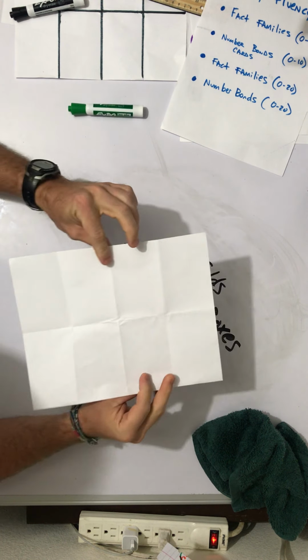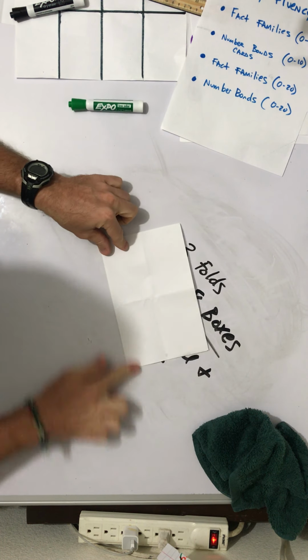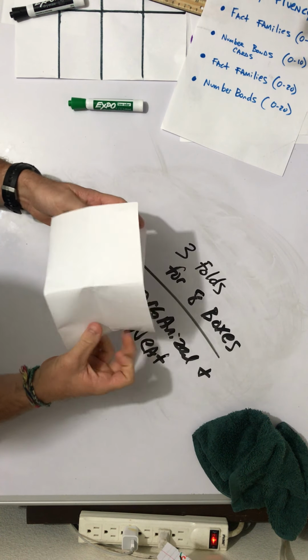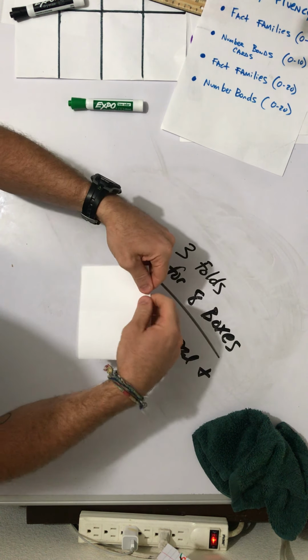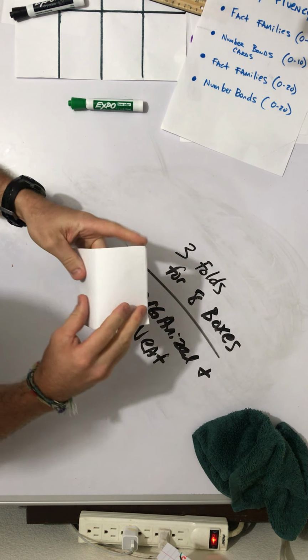Take a piece of paper. If it has lines, that's fine. 3 folds. First fold is here. Boom. 1 fold made 2 boxes. Second fold, and I actually folded this paper ahead of time to save some time. Second fold, now I would have 4 boxes.